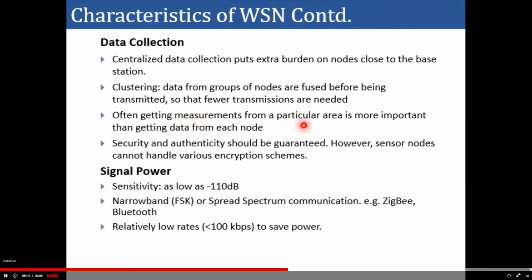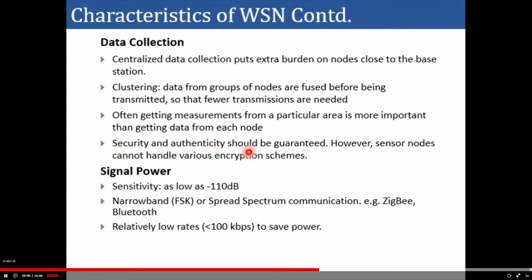Often getting measurements from a particular area is more important than getting data from each node. Because of this requirement, generally the number of nodes is very large in a particular geography, so that whichever node is alive at a time will share the data with the base station, because the requirement is to get the correct information from the area rather than getting data from each and every node. So a lot of nodes which are responsible to collect the data will be sleeping sometimes. So the nodes which are awake will take the responsibility to sense the parameters and send the data to the base station.